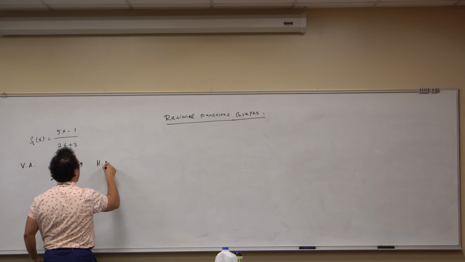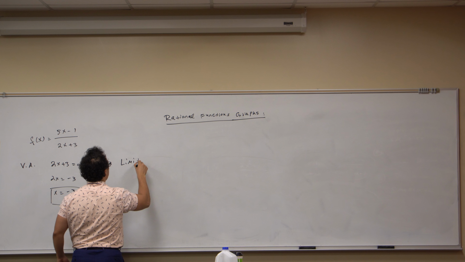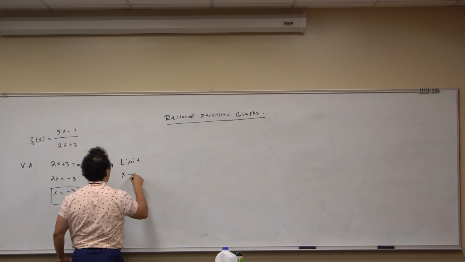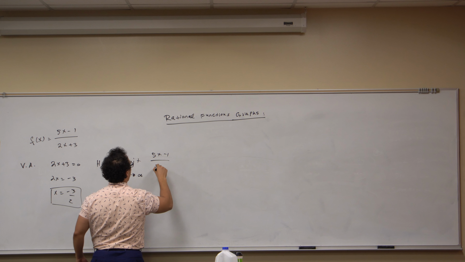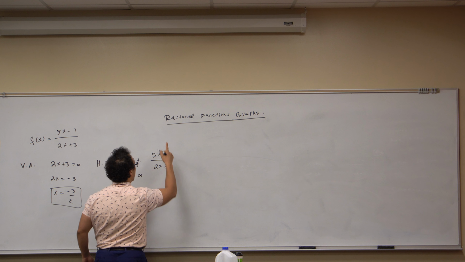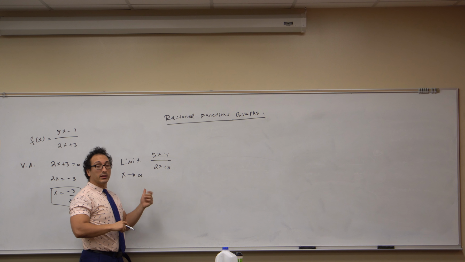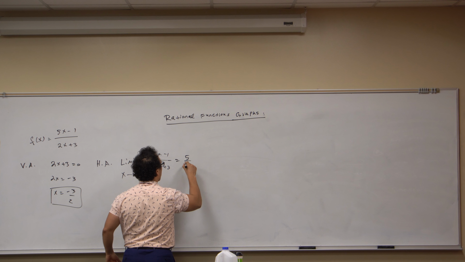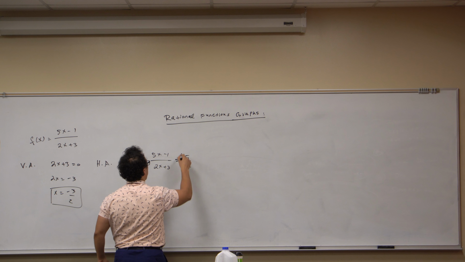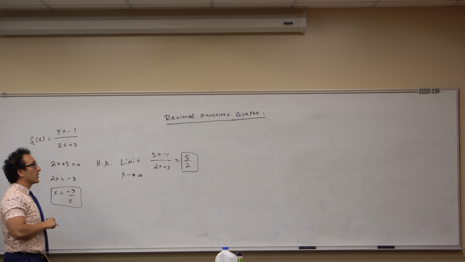Our horizontal asymptote, as we've talked about in the other video, is when we take the limit as x approaches infinite values of 5x minus 1 divided by 2x plus 3. Here, since it's the first case where the degree of the numerator and the degree of the denominator are equivalent, this becomes just a ratio of the leading coefficients, 5/2. Okay, so that's our horizontal asymptote.